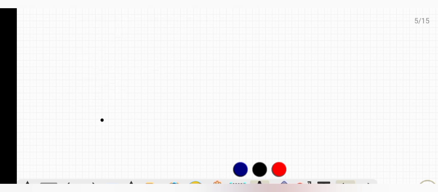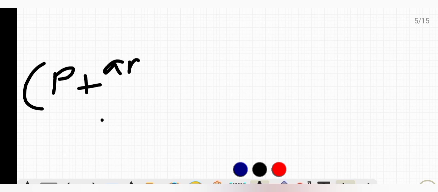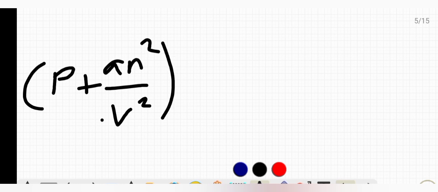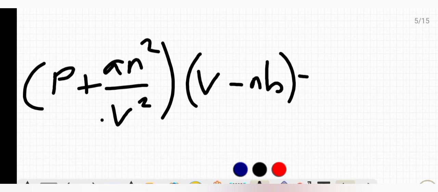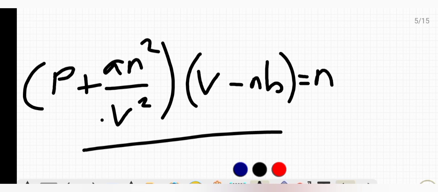So let's now review the van der Waals equation. It looks like this. We have pressure added to a n squared over V squared, then here we have the volume minus nb, then we have all this equated to nRT, of course.